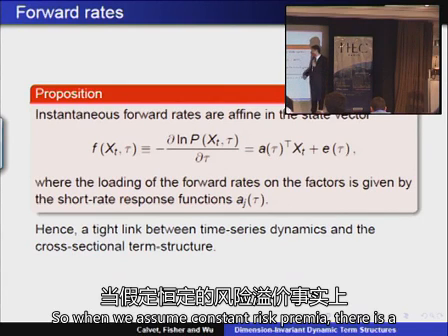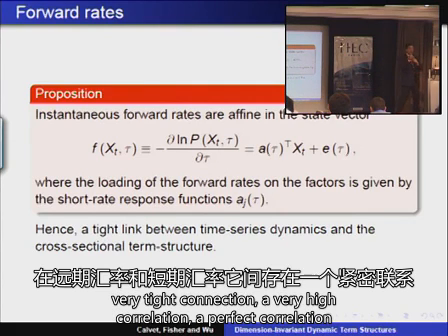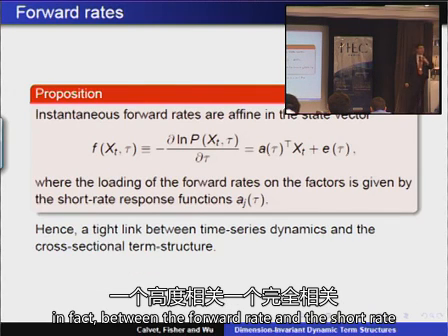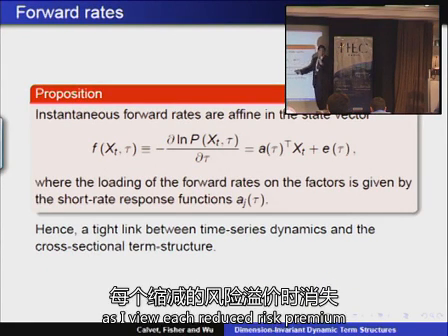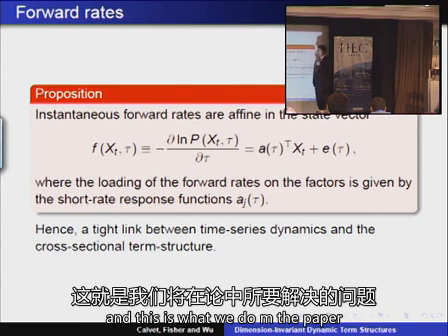So when we assume constant risk premia, there's a very tight connection, in fact a perfect correlation, between the forward rate and the short rate. But that link will disappear as you introduce richer risk premia, and this is what we do in the paper.